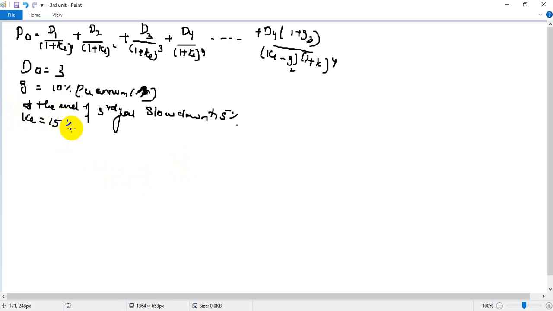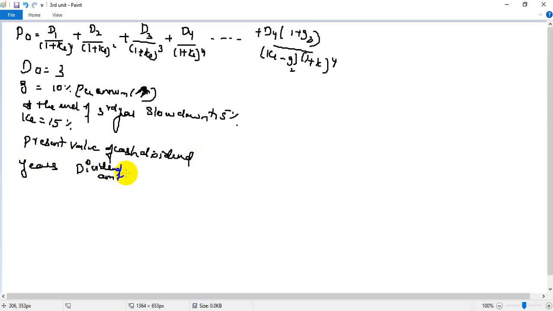So what you have to do first of all is calculate the present value of cash dividend. First of all, you need to take years, dividend amount, present value at 15%. That is KE over here. You need to calculate total PV also. This is how you need to do in the variable growth rate. This is very important from the point of exams also.